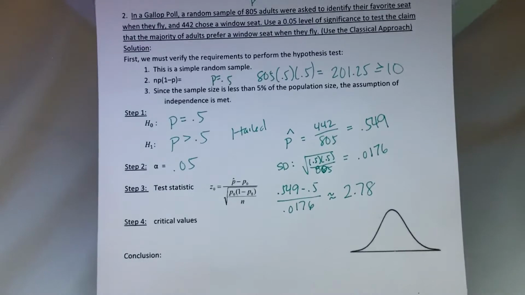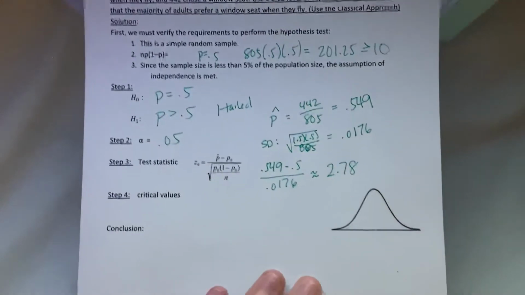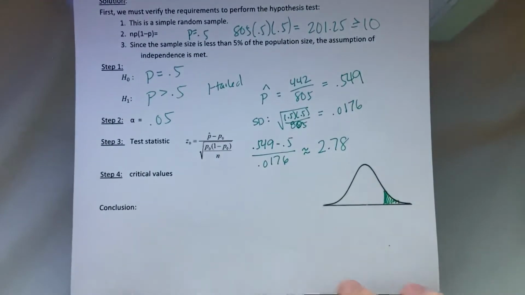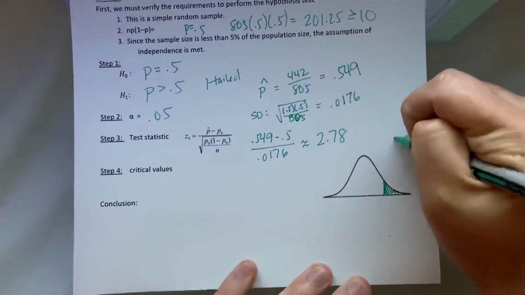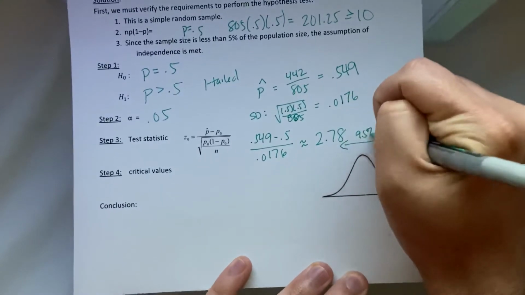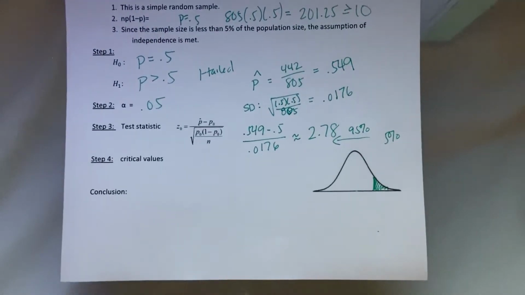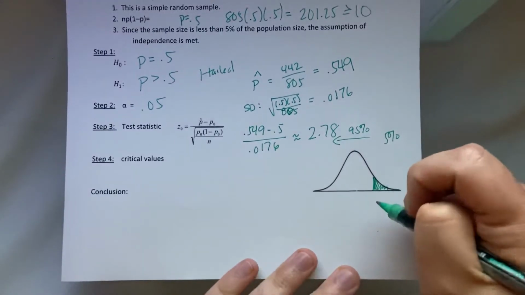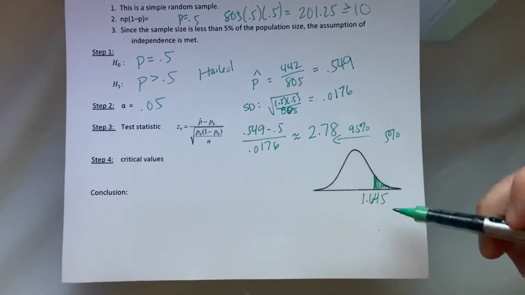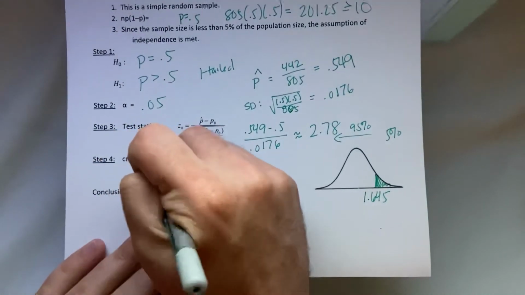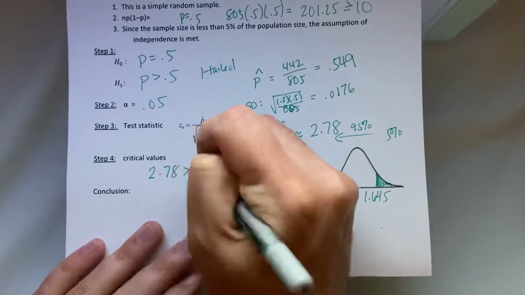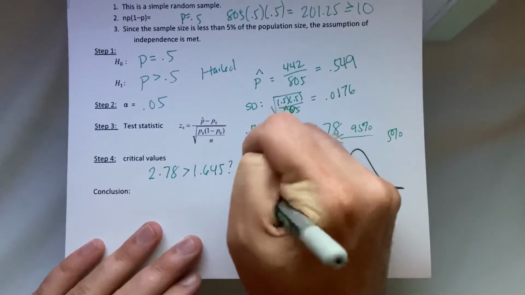Now, let's draw a picture of that. We need a 0.05 significance level. But unlike the two-tailed test, my entire 5% is now on the right side. That means I'm looking for a z-score where 95% is on the left side. If I look at my critical value, that's similar to the critical value for a 90% confidence interval. This is 1.645. So I'm comparing my 2.78 to 1.645. I ask myself, is the 2.78 going to be in the shaded region? So is it bigger than 1.645? Yes.